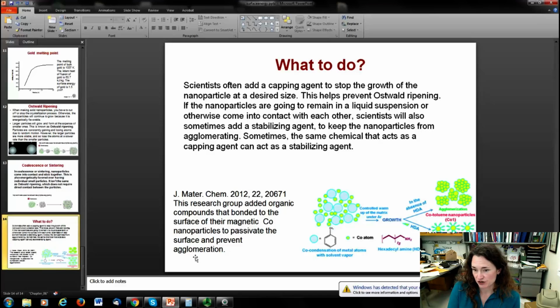So here's a little picture of that. This is from a 2012 paper by a research group that was making some magnetic cobalt nanoparticles. They wanted to passivate the surface, and so they added this HDA to keep the particles from clumping together in solution.